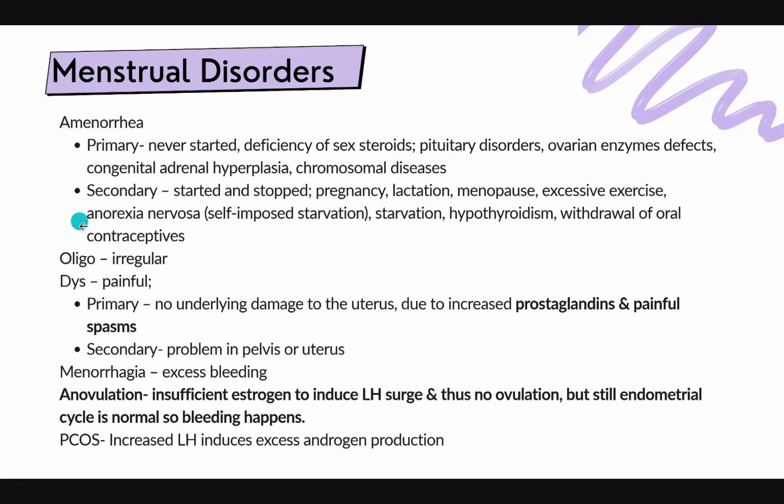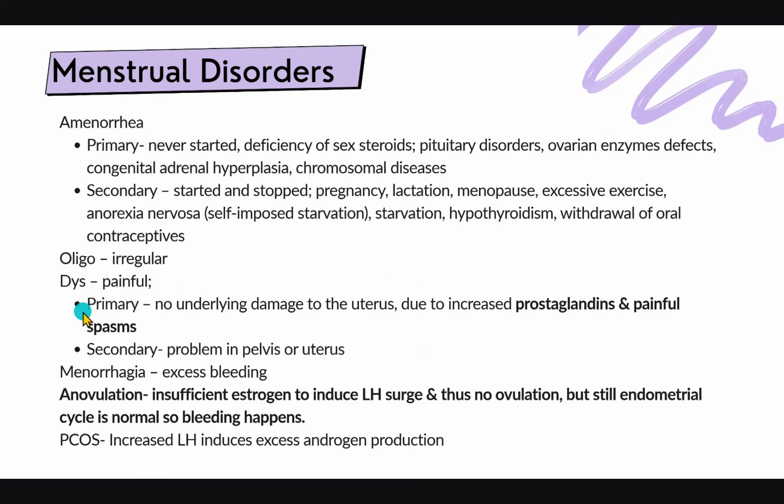Secondary amenorrhea is when the period started, but then stopped for a long period of time. This happens in pregnancy because, again, in pregnancy, you don't want periods to be happening. Lactation because of the increased prolactin, or after menopause, or when a person is excessively exercising, starvation, and so on. Again, what I mentioned before. Oligomenorrhea is when there are irregular periods, and dysmenorrhea is when there are painful periods, okay?